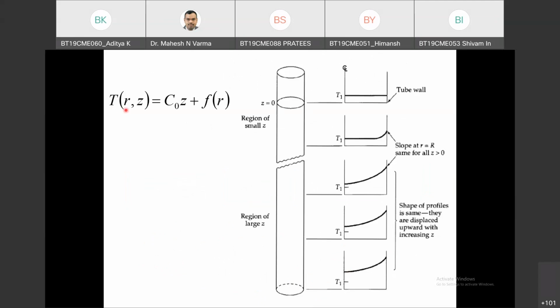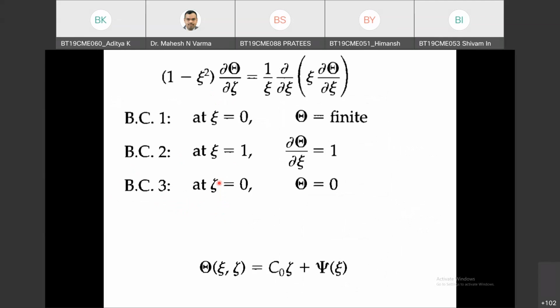T is a function of R and Z. Similarly, theta is a function of epsilon and zeta, that will be equal to C0 zeta. So converting this into epsilon and zeta, this is psi of epsilon. This is f of r, function of r, this is psi of epsilon. So this is the expected solution for this problem.